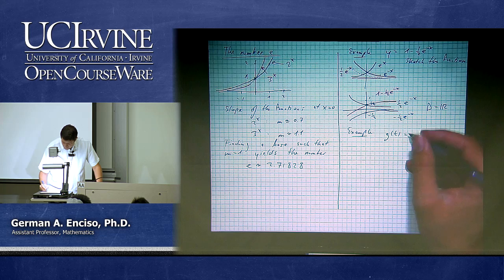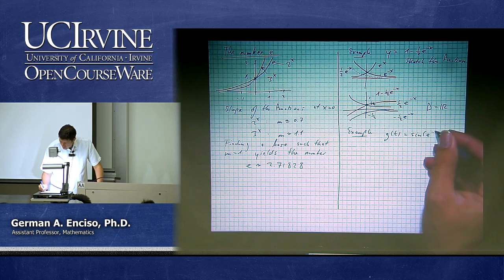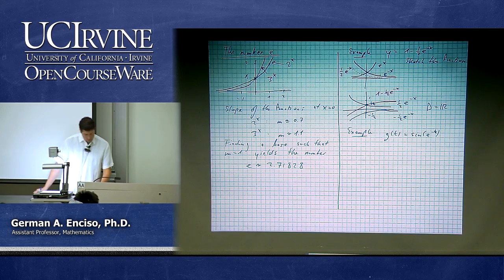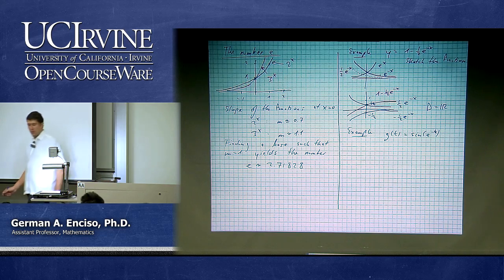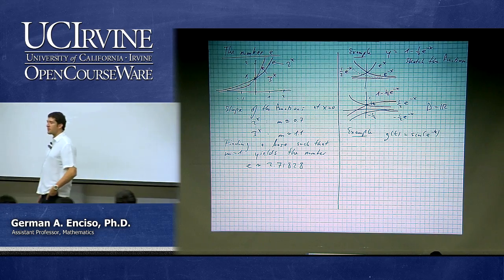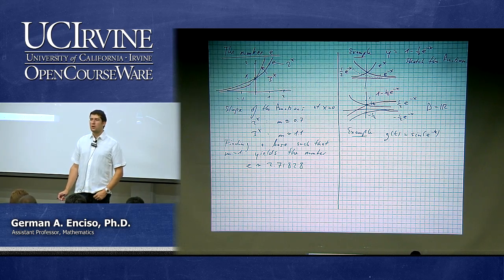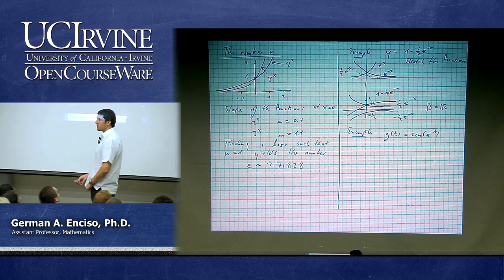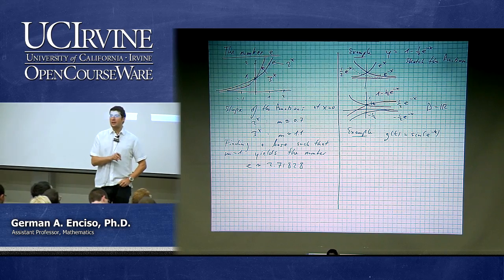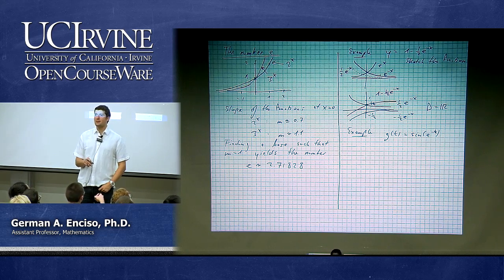G of t is equal to sine of e to the minus t. Okay, what is the domain of this function? That is the question. All right? So, to find the domain of a function, you try to find all the numbers that you can plug in into the argument t.